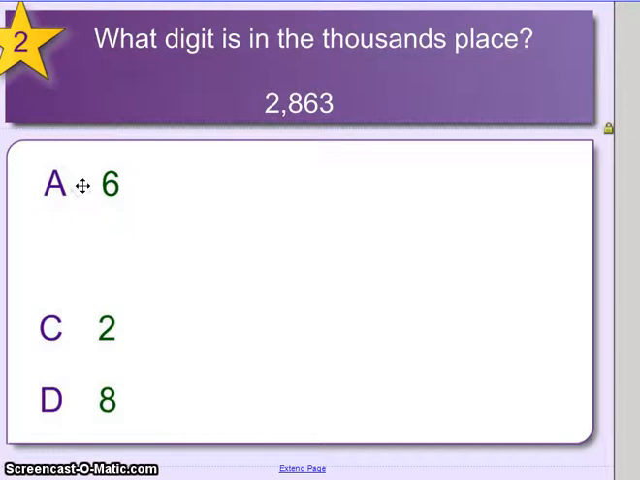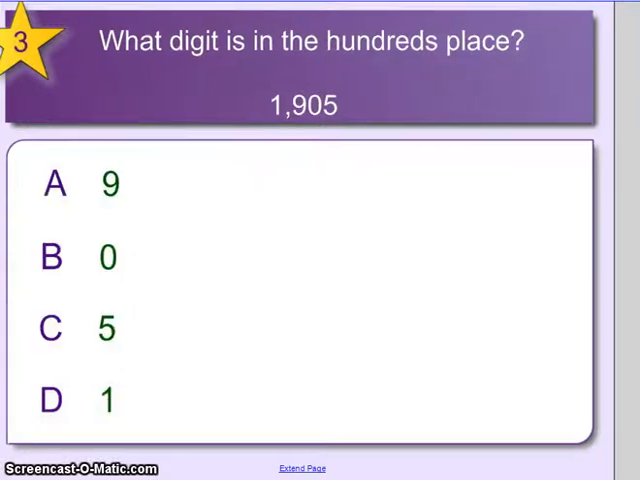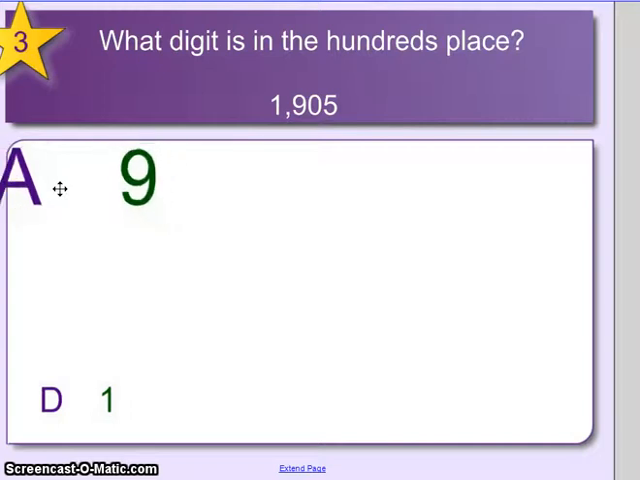It's not that one or that one. It's the 2. The 2 is in the thousands place. My voice is getting froggy. What digit is in the hundreds place? Hundreds place. Let's see, not the 5, not the 0. It's the 9. The 9 is in the hundreds place.